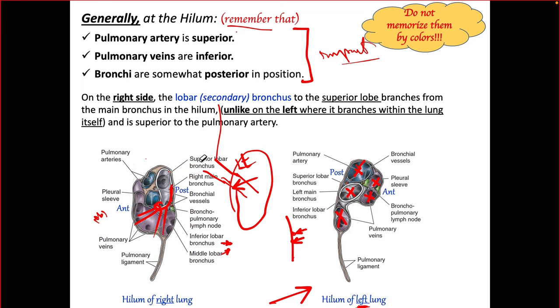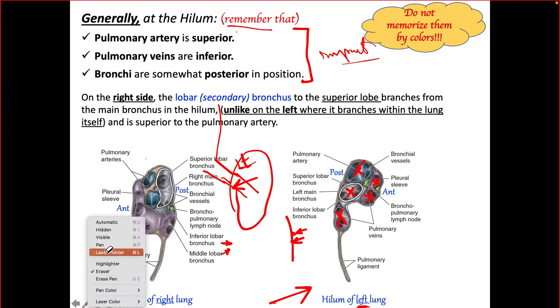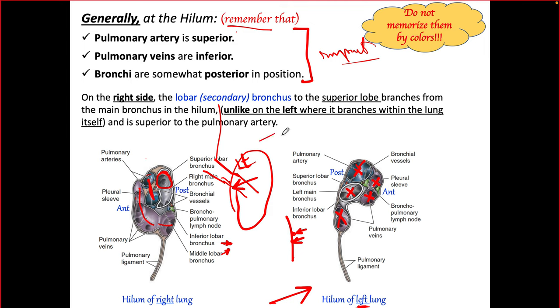What do you want me to understand? I'm telling you, when you look at a CT, or when you look at the hilum of the right lung, the artery is not the superior one. The rule does not apply here. The pulmonary artery is not the superior one. The superior one is the superior lobar bronchus. This is the highest thing. Below it is the pulmonary artery, and most inferiorly is the pulmonary vein, superior and inferior pulmonary vein. This is the exception. This is very important.